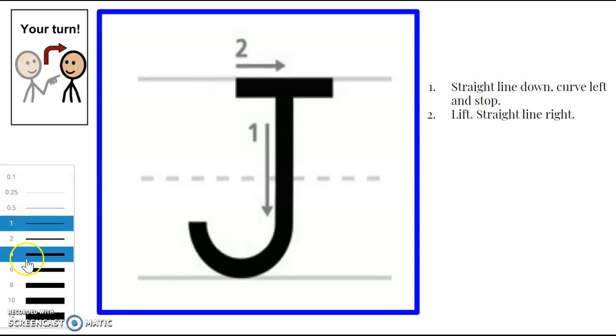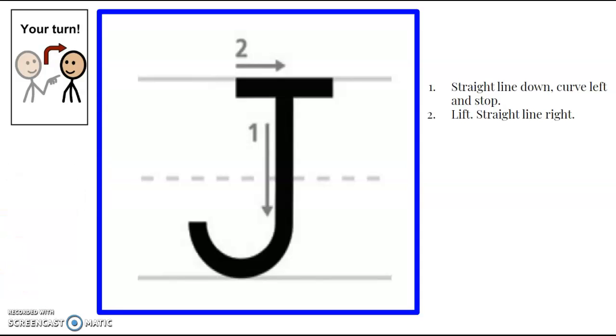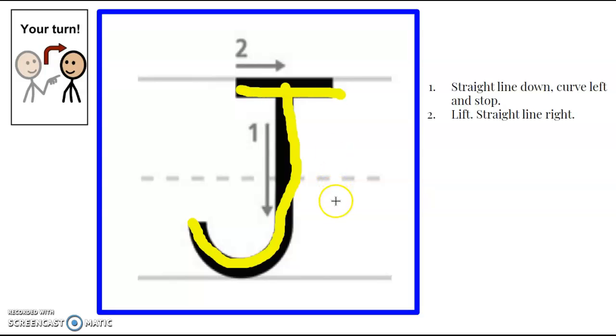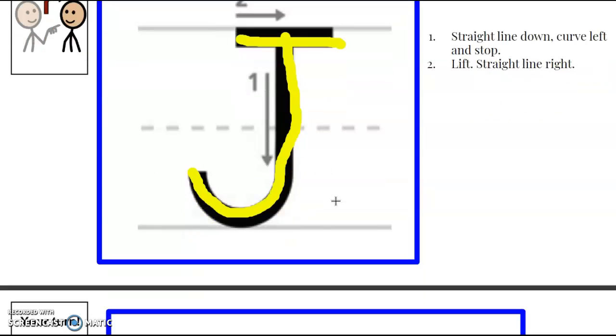I will write it with you. To begin, we do a straight line down. We curve to the left and stop about right here. We then would lift our finger, or if we are writing with a pencil or crayon, we would lift the crayon, come back to the very top line, and then draw our straight line across. Very good.